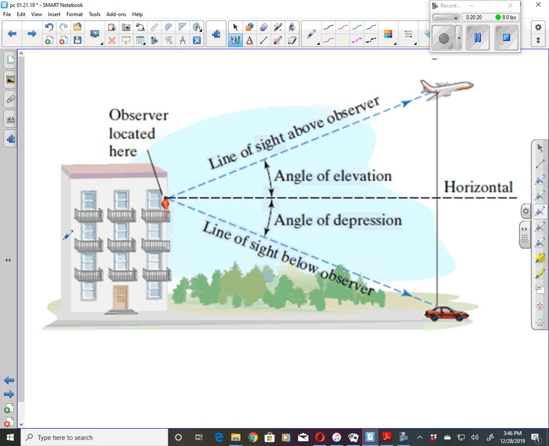Okay, so a couple of things for the next problem you've got to understand. When you are looking at an object in a word problem, you're always looking from the horizontal. So in this case, you've got the horizontal, and the line of sight is right here along the horizon. If you're looking up at an airplane, you've got an angle here of elevation. If you are looking down at the car, you've got an angle here of depression. Looking down is depression from the horizontal.